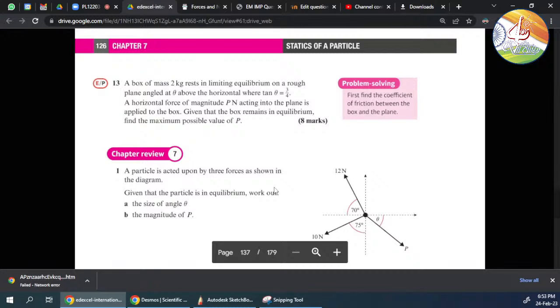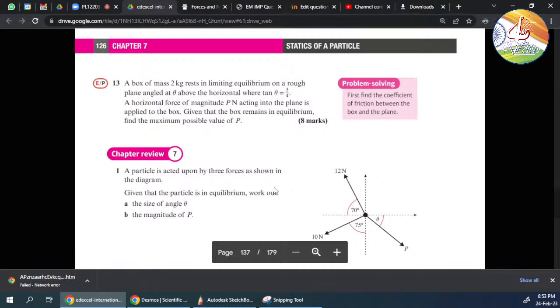Some information is missing here. Even though in the hint he is telling us to first find the coefficient of friction, how to find the coefficient of friction? There is no information given. Some additional information has to be given. Only then we can find the coefficient of friction.